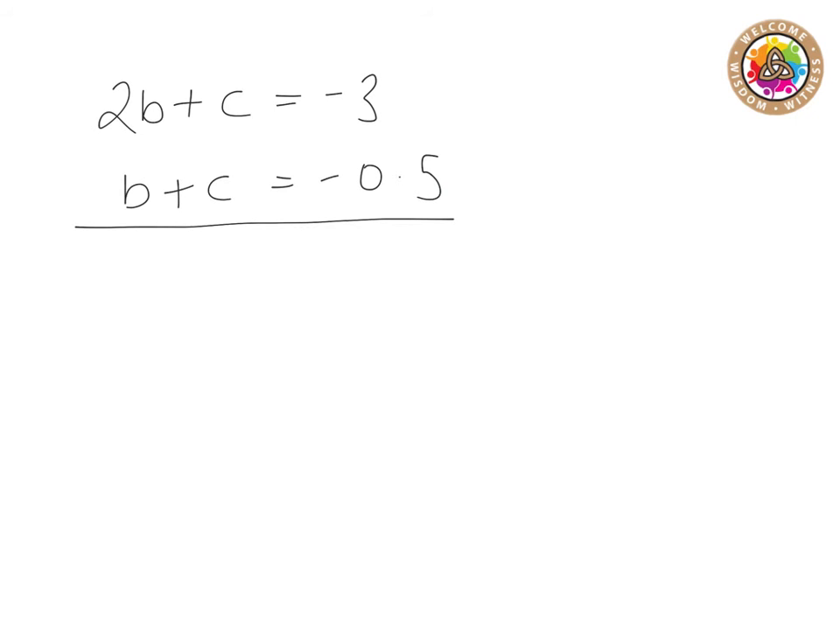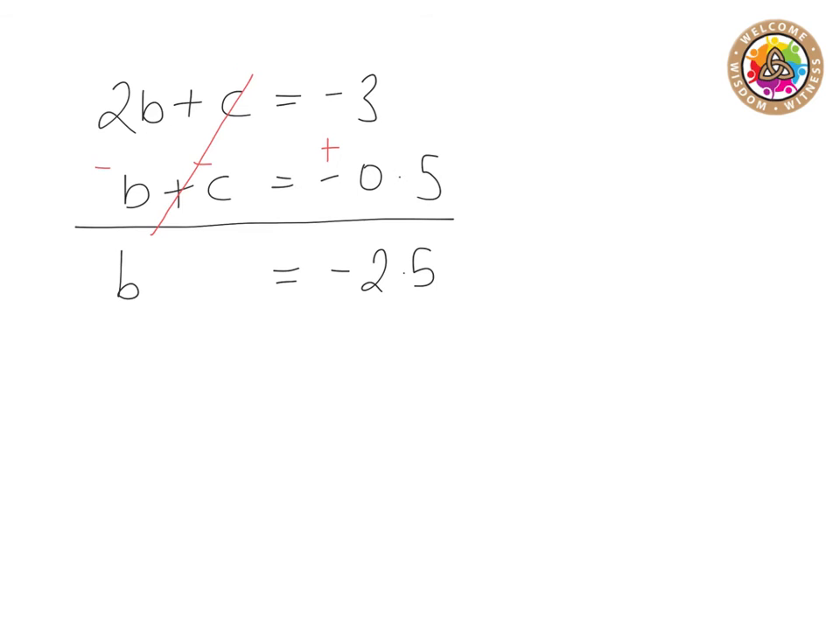There are a number of ways to solve a simultaneous equation, but basically what we need to do is make one of these c's a minus, because a plus and a minus will cancel each other. So I'm going to change the signs across the bottom row. This becomes a minus b, this becomes a minus c, and minus by minus becomes a plus. So I can cancel my c's. 2b minus b is just b, and then minus 3 plus 0.5 is minus 2.5. So b is minus 2.5.